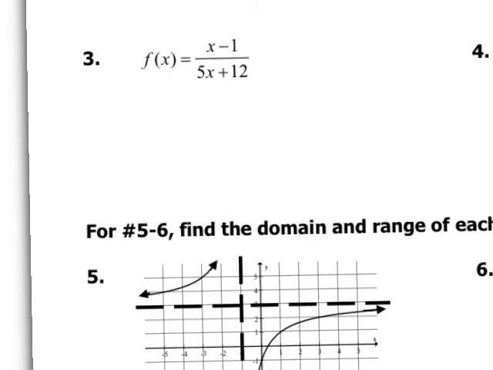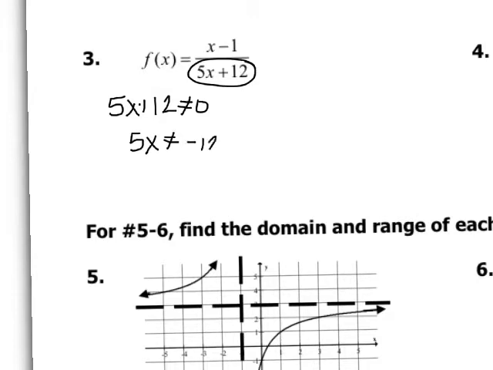Number 3, this is a rational. So how we did this in class is we would say if you look at the top, x minus 1, that has no restriction. 5x plus 12 would have no restriction except for the fact that it's in the denominator. So we say 5x plus 12 cannot equal 0. Subtract 12 and divide by 5.